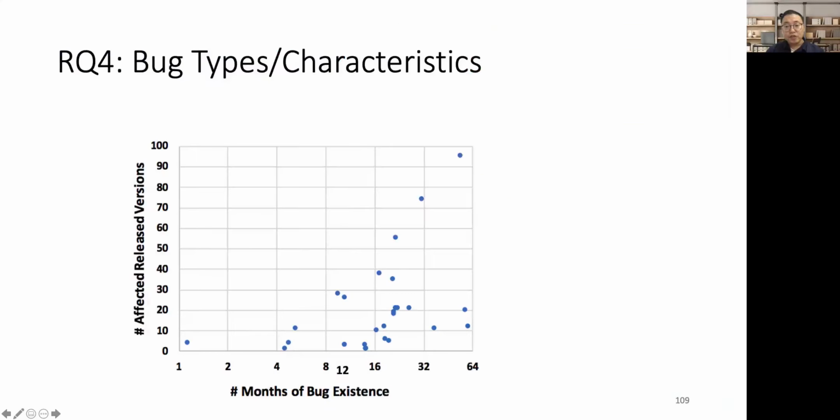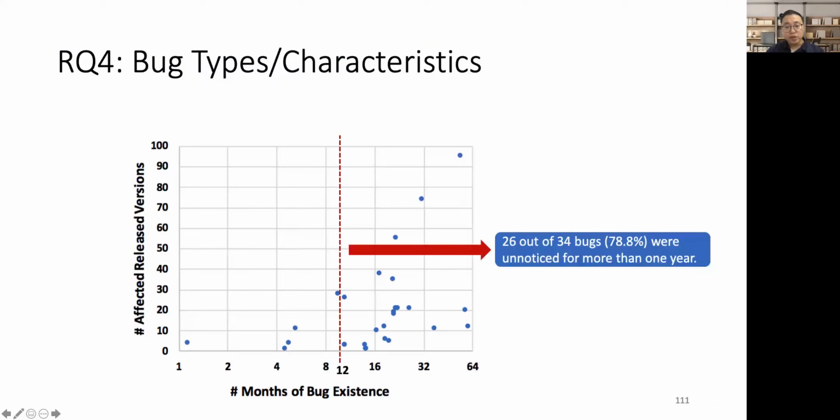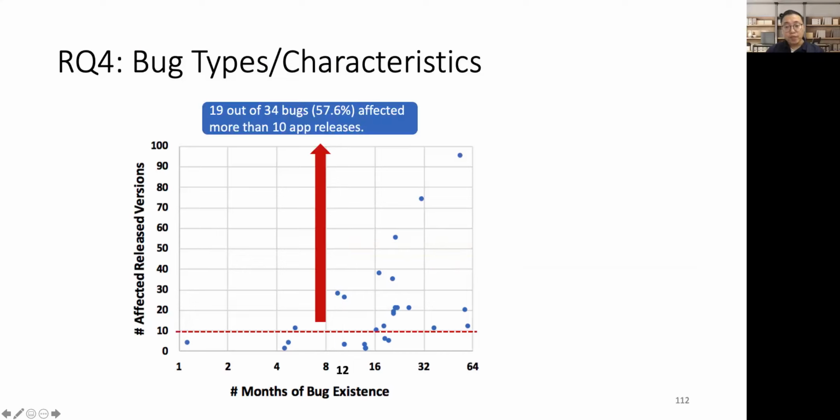This figure characterizes the 34 bugs found by Genie. Here, each blue point denotes a bug. The x-axis denotes the number of months of bug existence in the apps, and the y-axis denotes the affected release versions of the apps. We find 26 bugs were unnoticed for more than 1 year, and 19 bugs affect more than 10 app releases. It clearly indicates Genie can indeed help find non-trivial, non-crashing functional bugs.